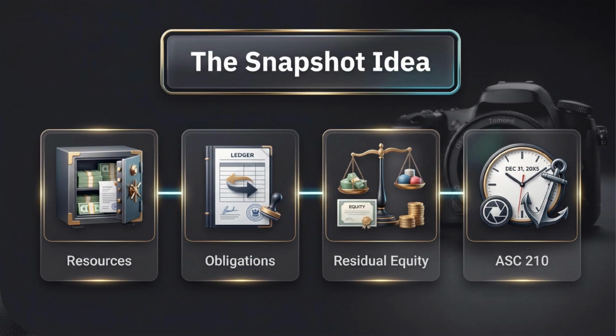Now let us use a very natural image. The balance sheet is a snapshot. Unlike an income statement or a cash flow statement, it does not tell the story of a whole period. It captures financial position at one specific date, such as December 31st. At that date, we ask three questions. What resources exist, what obligations exist, and what residual equity remains after liabilities are considered.